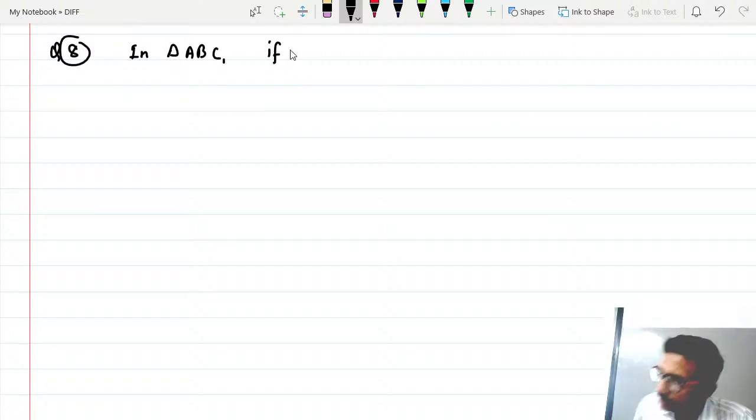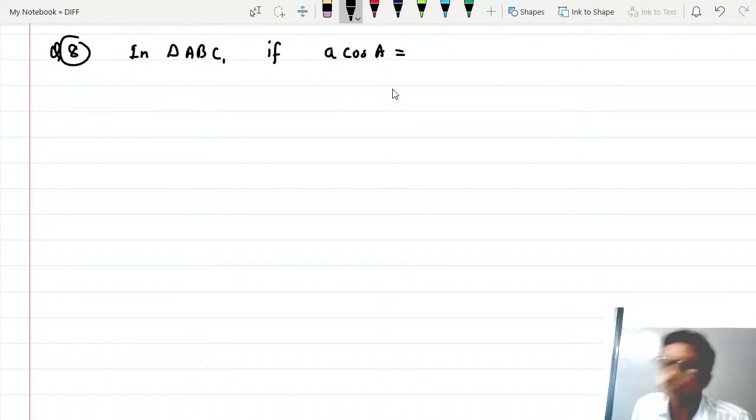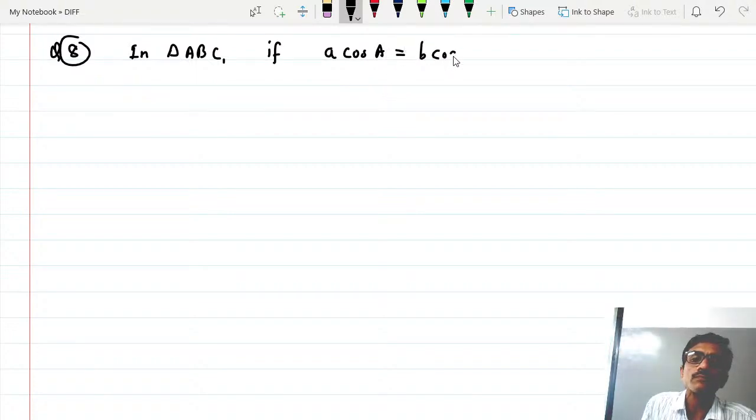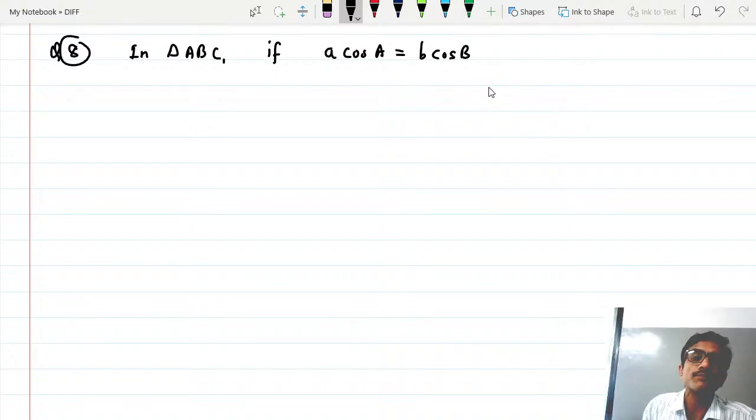if a cos A is equal to b cos B, then what to prove here? It is either right angle or it is isosceles triangle. Okay, so proof is very simple. Now look at this. What is given? Then what to prove here? Prove that it is either right angle triangle or it is isosceles triangle. So let us complete this proof.